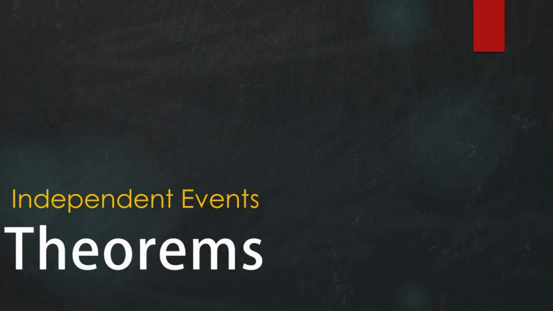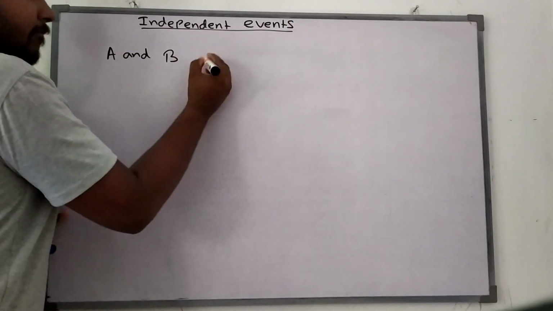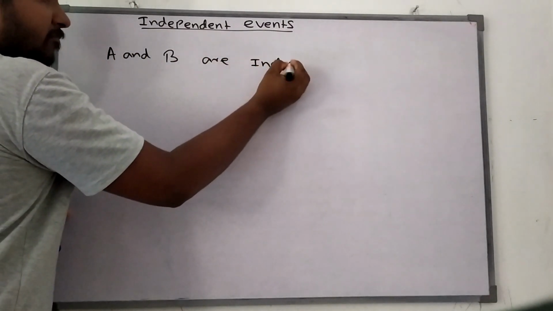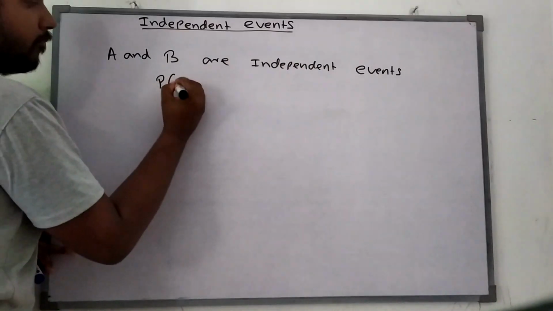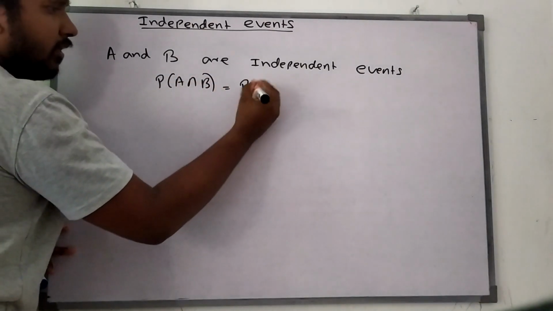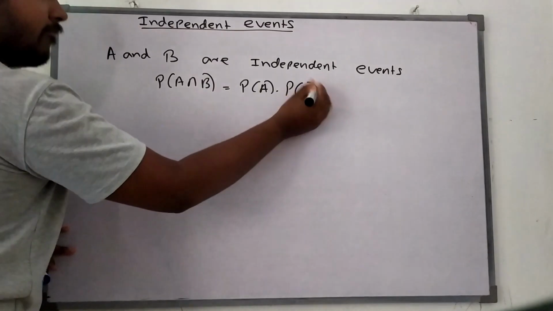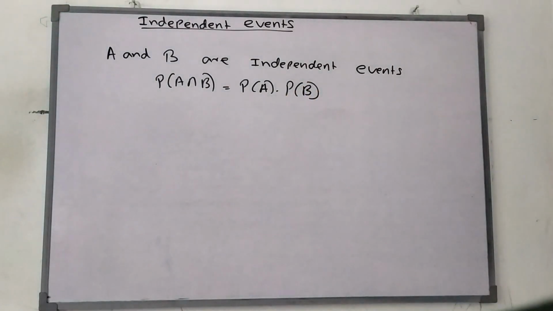Okay, children, let's move to another theory part. This is independent events. So what is an independent event? Independent events mean A and B are independent events. Therefore, P(A intersection B) will be P(A) times P(B). This is the condition to be satisfied for A and B to be independent.